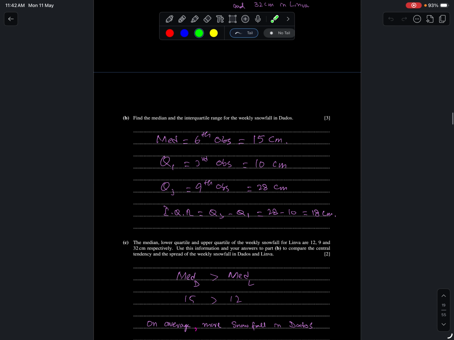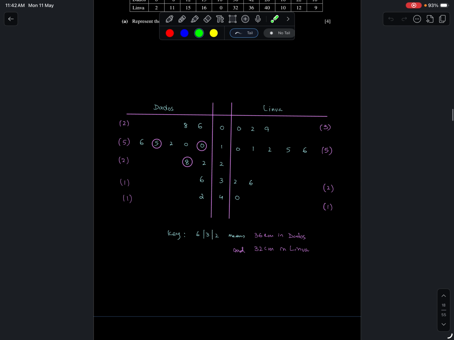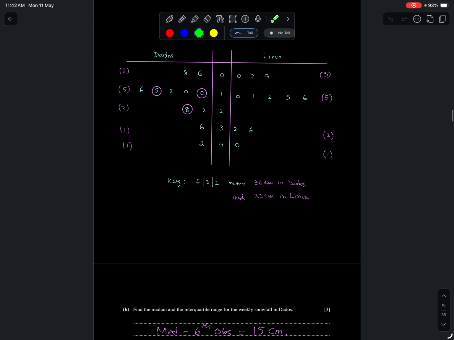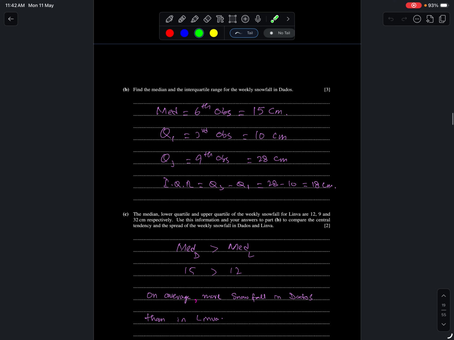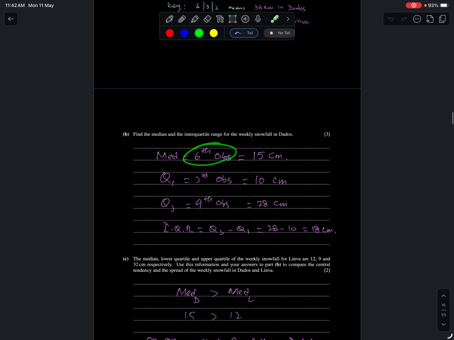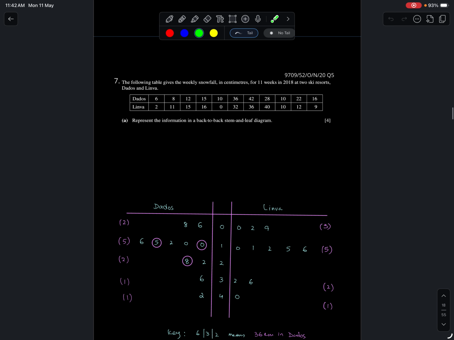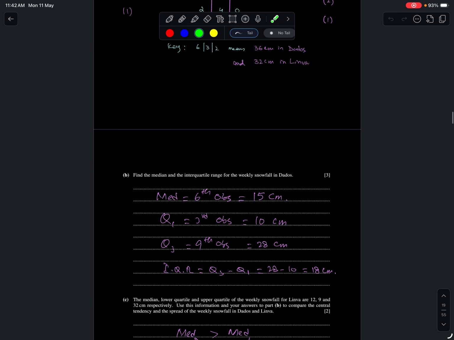And you must know how to find median and quartiles from stem plot. Since we have odd number of observations, therefore for median you can use this formula for both even and odd number of observation. There are 11 observations, so 11 plus 1 divided by 2, 12 divided by 2, 6th observation. Median is the 6th observation. So this is for D. So 1, 2, 3, 4, 5, 6. This is the 6th observation. Now read this as 15 centimeter.